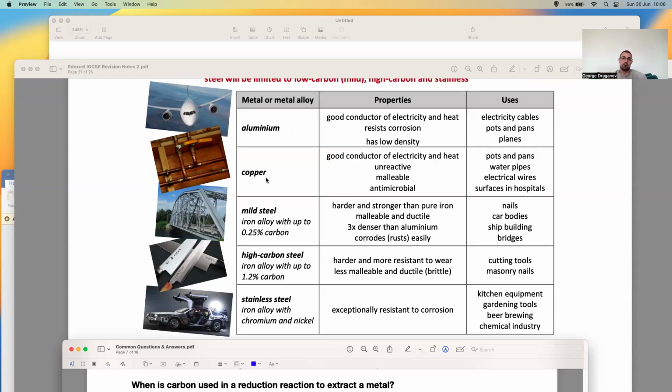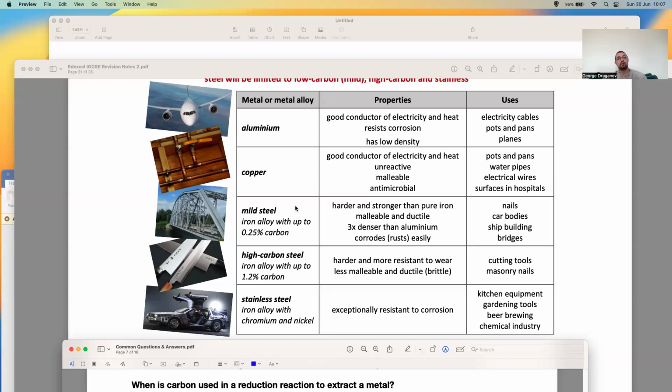Copper is less reactive than hydrogen, so it's used in water pipes because it cannot react with water. It's also malleable, and it's a good conductor of electricity and heat due to its delocalized electrons moving. So it's also used in electrical wires. It is ductile. It is easily stretched into a wire.